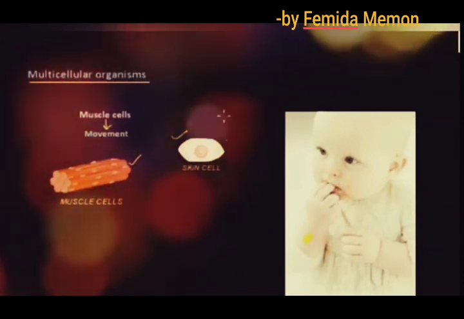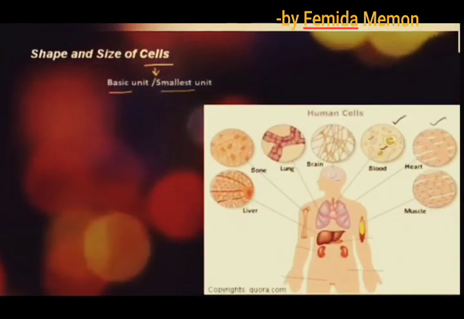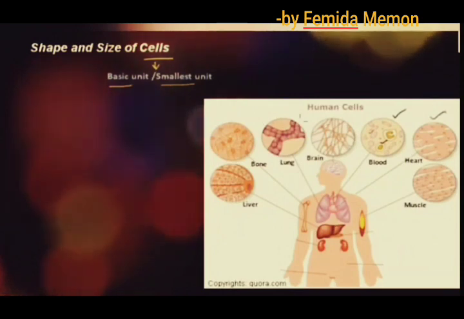So in a multicellular organism, there are different types of cells, and these different types of cells perform different functions. Similarly, in different types of animals like cat, dog, etc., these different types of cells are present. These different types of cells have different shapes, different sizes, and many other different types of functions, for example muscle cells, skin cells, and nerve cells, etc.